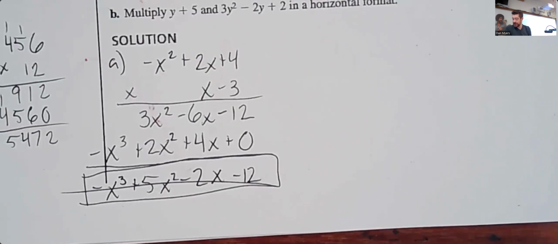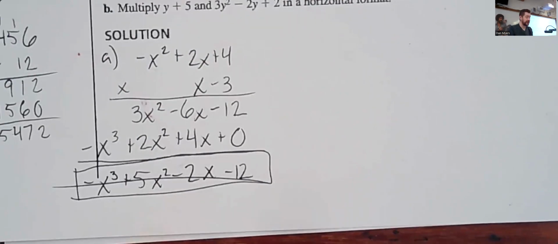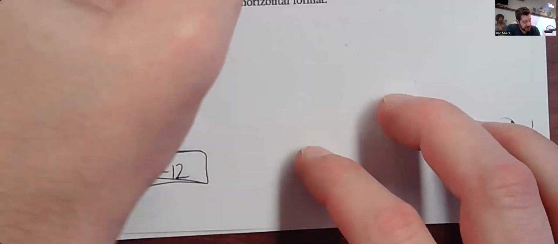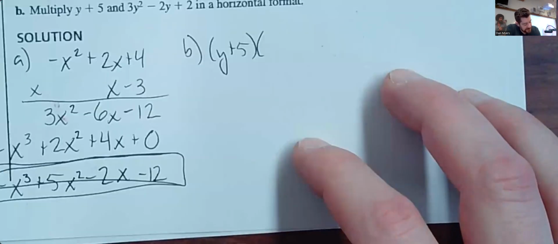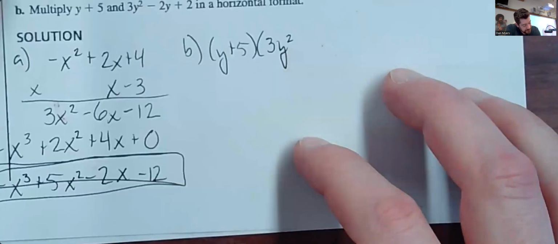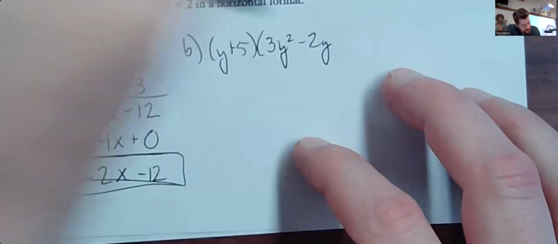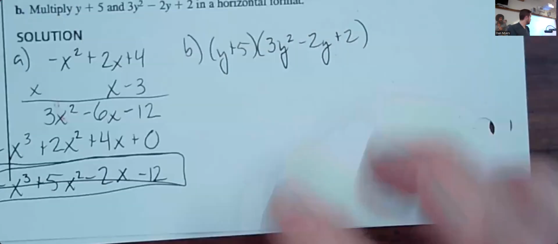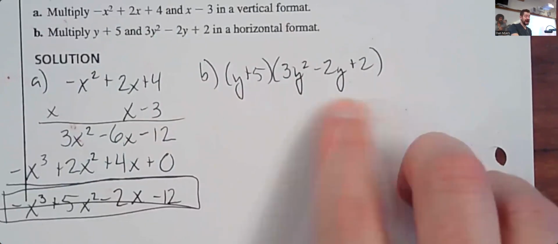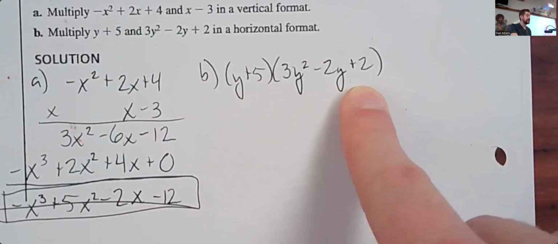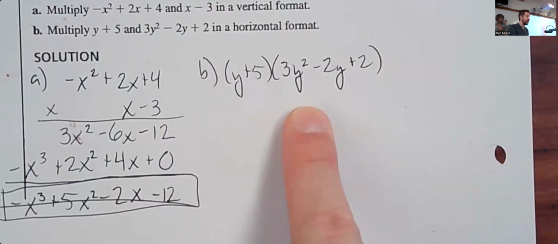Now, what you're probably used to seeing is the horizontal format, which isn't really any different than this. It just is a different way of showing it. So the horizontal format, B, we're going to take our y plus 5, and we're going to multiply that by 3y squared minus 2y plus 2. And we're just going to use the distributive property twice. Take y, multiply it by all three of those. Take 5, multiply it by all three of those, and then combine like terms. This is the way that you did it in Algebra 1.